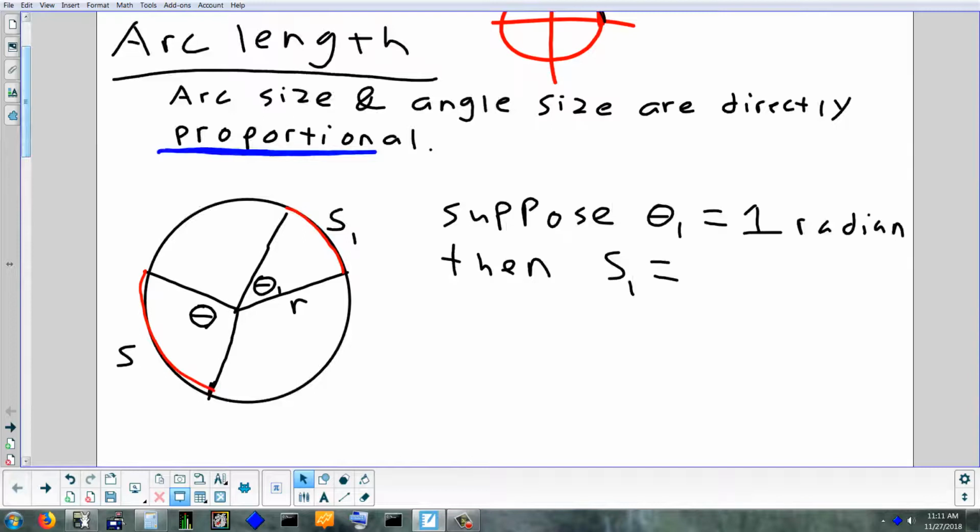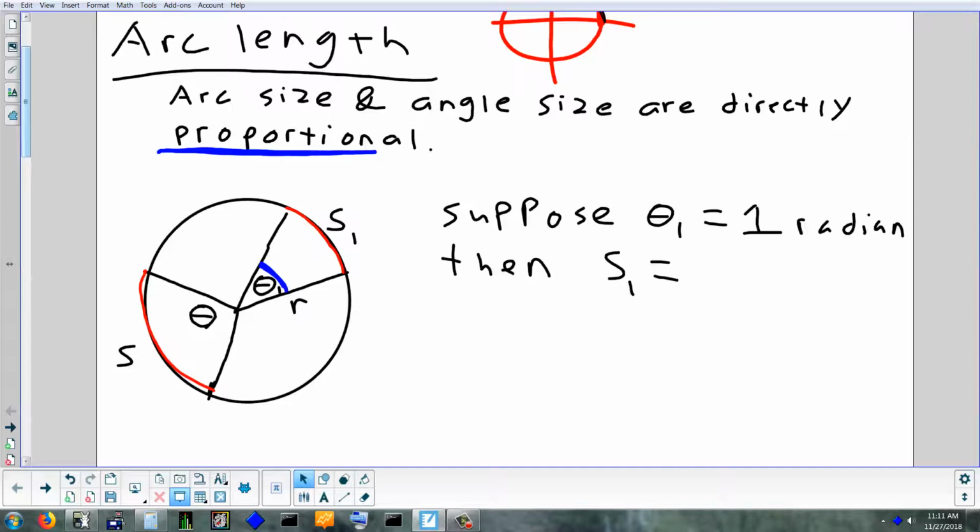Does anyone remember from yesterday? If this angle is 1 radian from here to here, then that arc in red is equal to the length of something else. That was the very first thing we said about radians. Before I even gave you formulas, I gave you a visual, and I said this is what a radian would look like. Yep? The arc, or no, never mind.